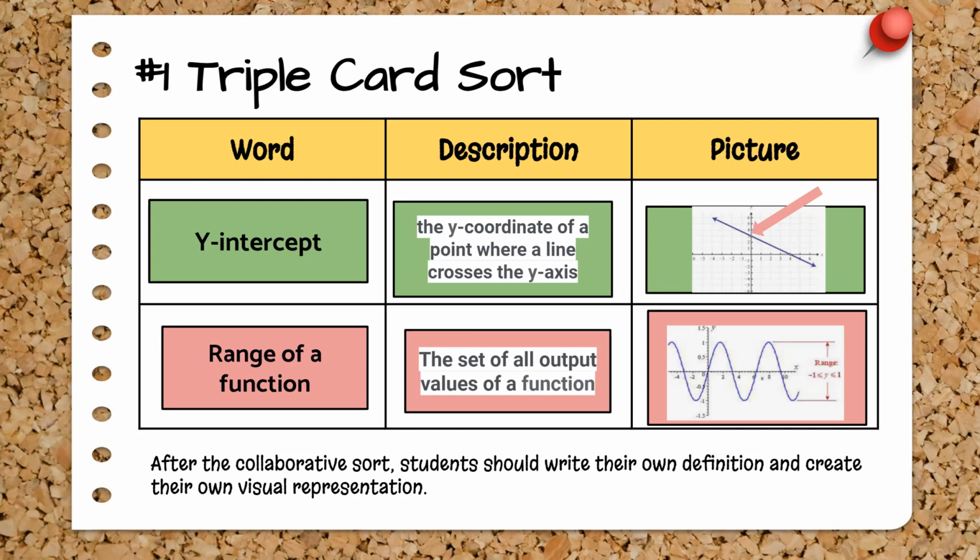Now you're probably thinking, wait a minute, that's a teacher-given description or definition, not a student one. Well, after students complete the triple card sort, they would definitely need to write down their own definition or their own description and create their own visual representation in their notes. So giving them time to process, maybe they do the card sort collaboratively as a team, but then individually they have some time to process and decode the description and the picture.